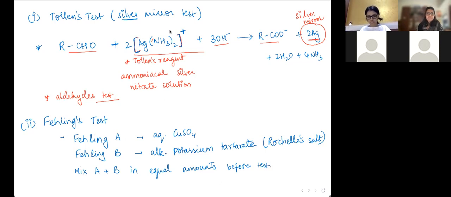Just like how you prepare Tollens reagent, this also needs to be freshly prepared. So you take some Fehling A, which is the normal aqueous copper sulfate you have lying around. Then you pick alkaline potassium tartrate, so Rochelle's salt, and then mix both of them in equal amounts. So its reaction is, should I write it down or should I go to the next page?